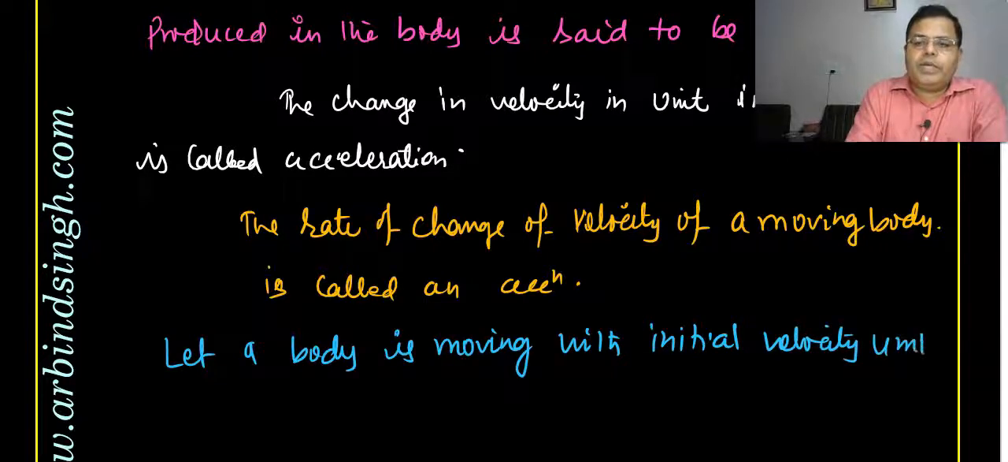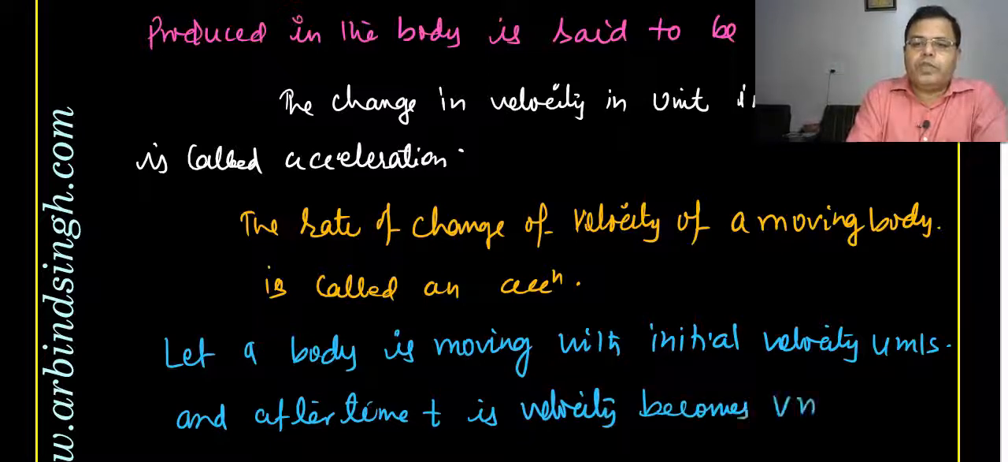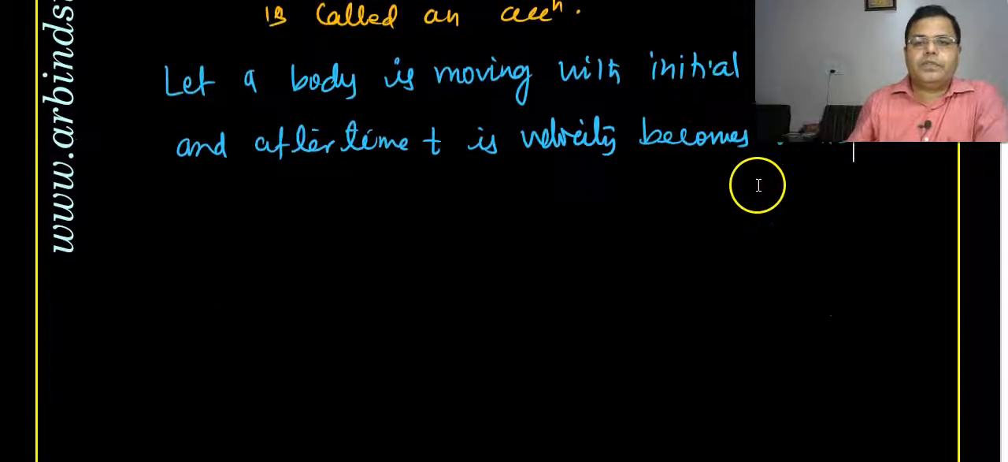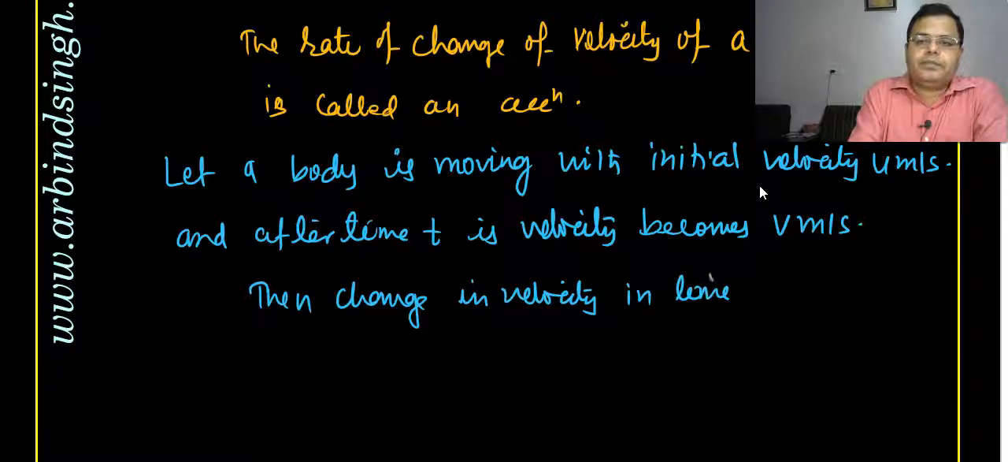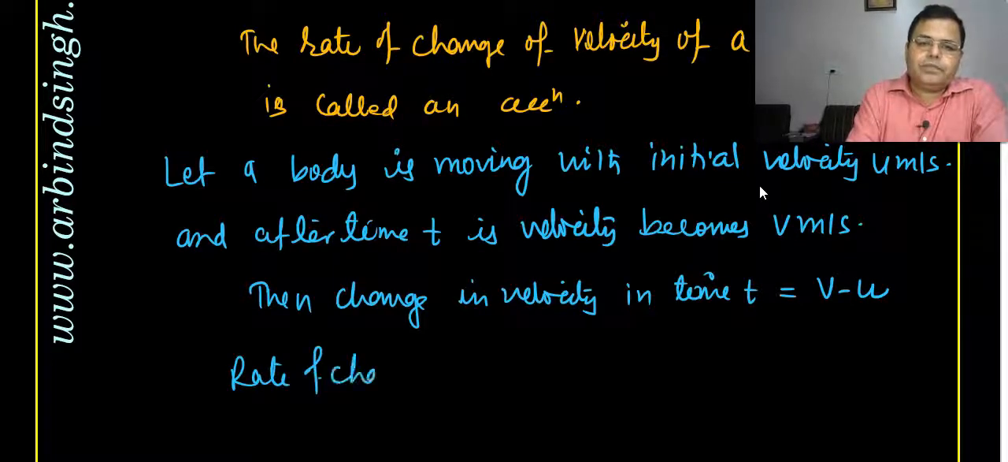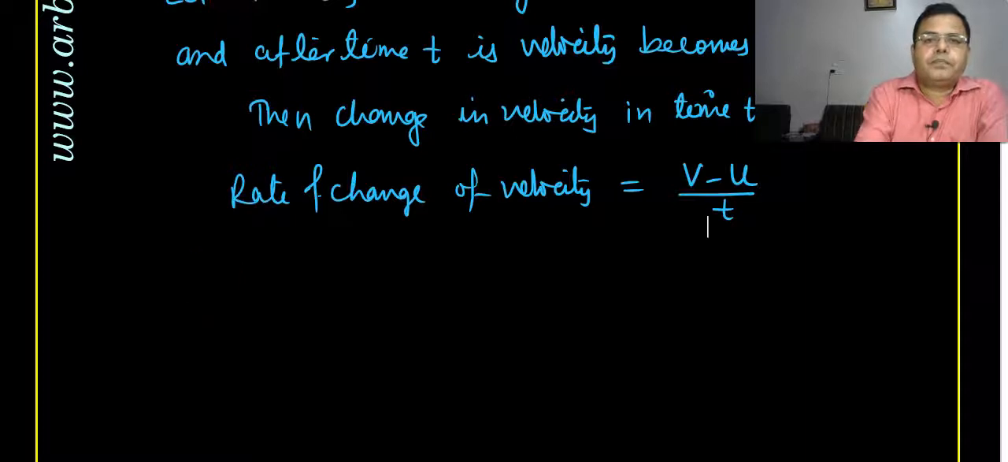Let a body be moving with initial velocity u meter per second, and after time t, its velocity becomes v meter per second. Then the change in velocity in time t is v minus u, final minus initial. The rate of change is the change in one unit of time, so it must be divided by t: v minus u by t.